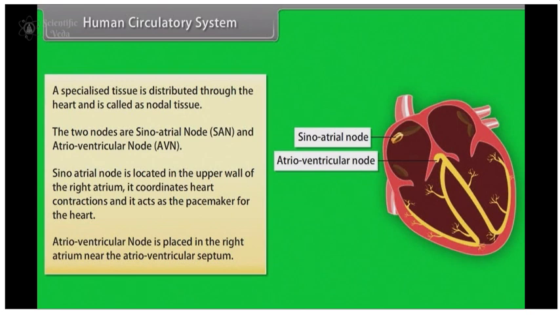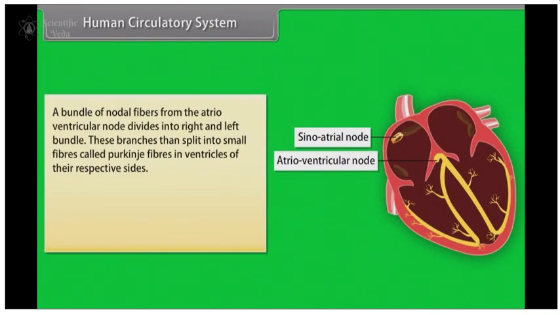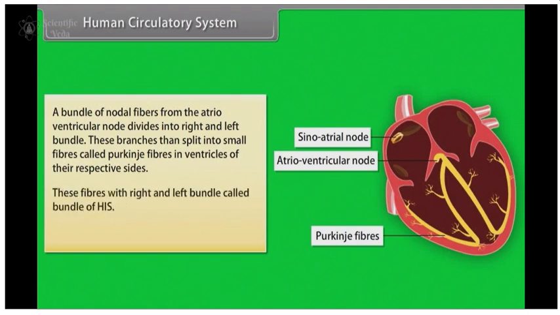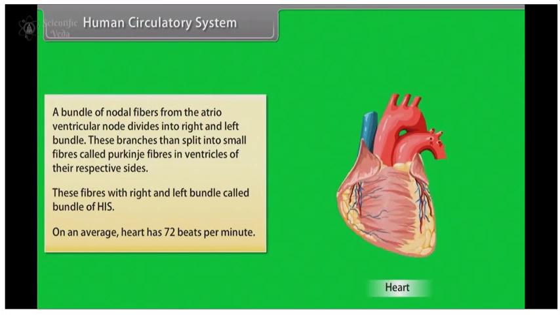Atrioventricular node is present in the right atrium near the atrioventricular septum. A bundle of nodal fibers from the atrioventricular node divides into right and left bundle. These branches then split into small fibers called Purkinje fibers in the ventricles of their respective sides. These fibers with the right and left bundle are called the bundle of HIS. On an average, the heart has 72 beats per minute.